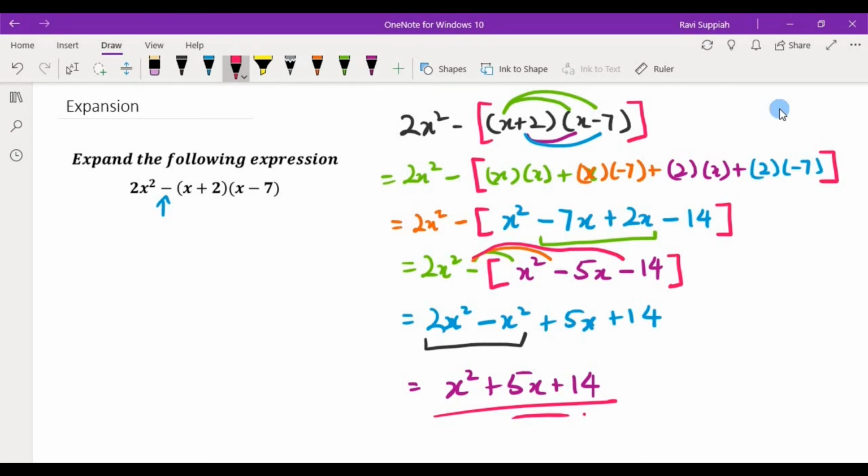Alright, so I hope you have a good understanding right now how to approach such a question. As I mentioned, please be very careful of the negative sign in front of brackets, because those negative signs will change the signs of the values or the numbers inside the bracket once you open up the bracket. So always be very careful of those negative signs.